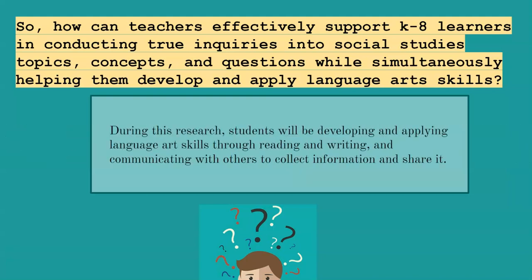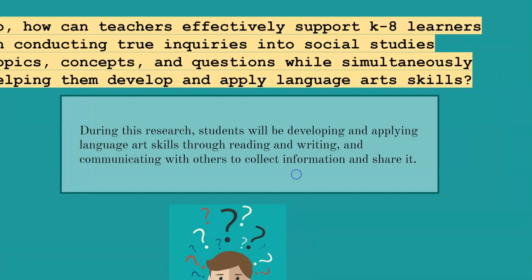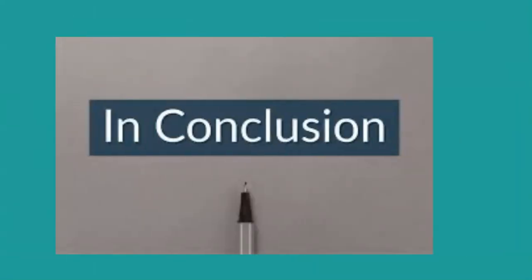During this research, students will be developing and applying language arts skills through their reading and writing and communicating with others to collect information and share it. To conclude, personally relevant history is a great strategy of instructing language arts with social studies. While it is flexible and has a wide range of resources, it also creates relationships within the community and a learning environment that is engaging and exciting for each student.